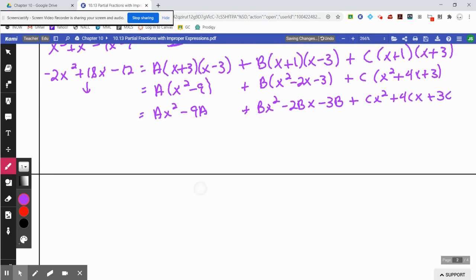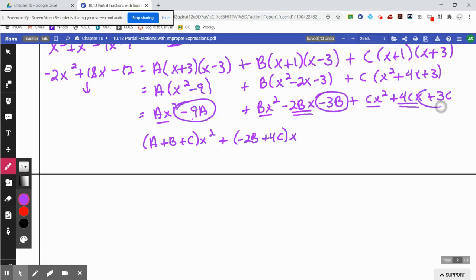Now, group all your x squared stuff together and let's factor. There's your x squared, so we're going to have a plus b plus c, times x squared. Let's group our x stuff together, which is here and here. So that's going to be plus a -2b and a positive 4c times x. And then your constant terms are here, here, and here. So that's going to be plus a -9a, a -3b, and a positive 3c.